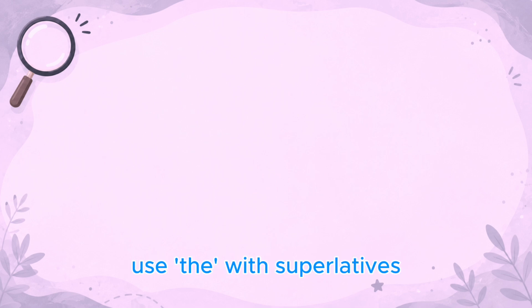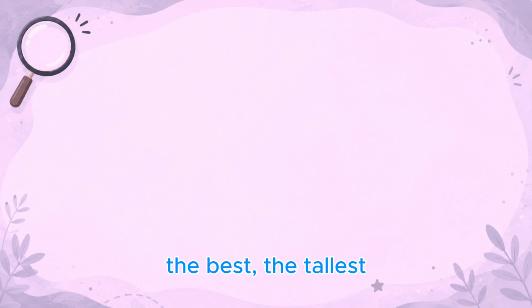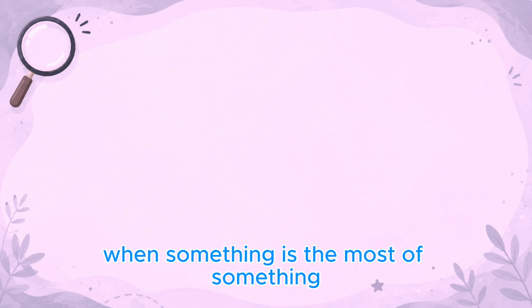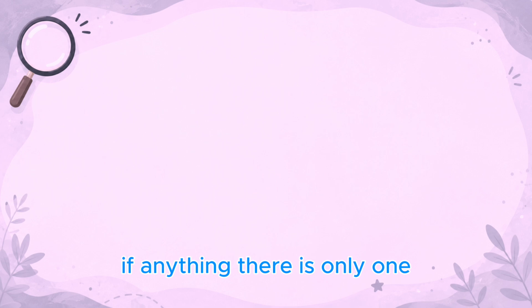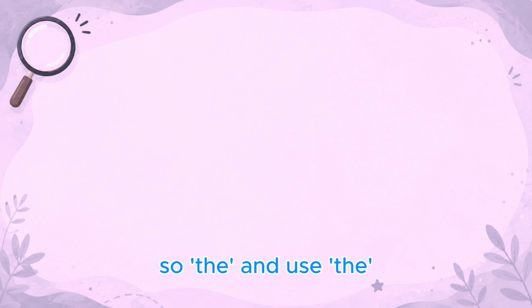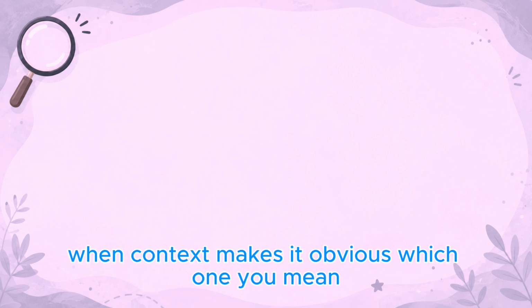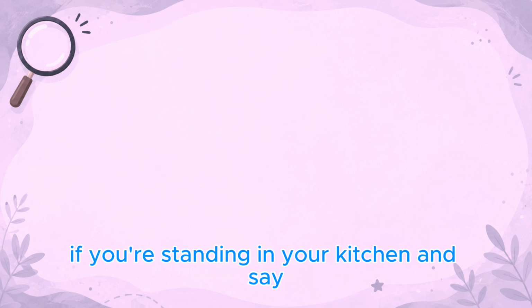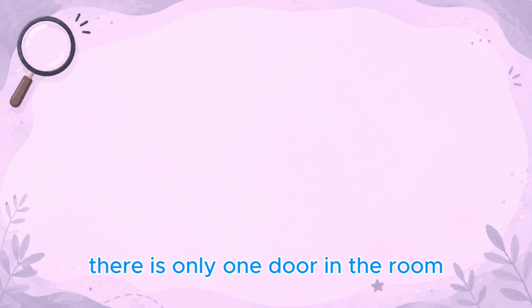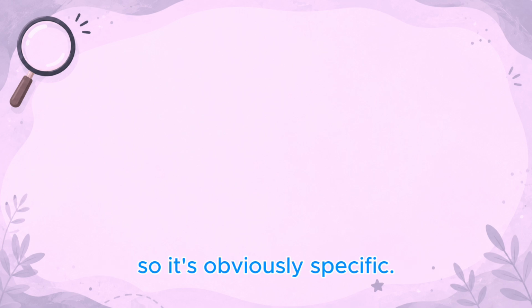Use the with superlatives. The best, the tallest, the most expensive. When something is the most of something, of anything, there's only one, so the. And use the when context makes it obvious which one you mean. If you're standing in your kitchen and say, "Can you close the door?" There's only one door in the room, so it's obviously specific, okay?